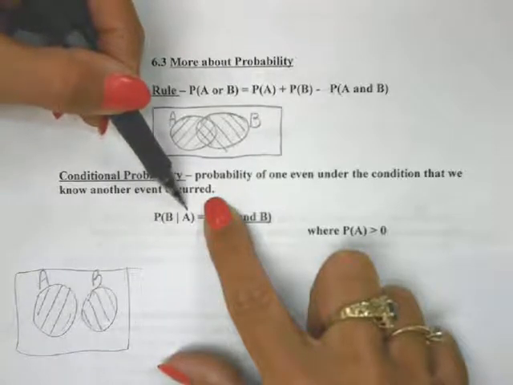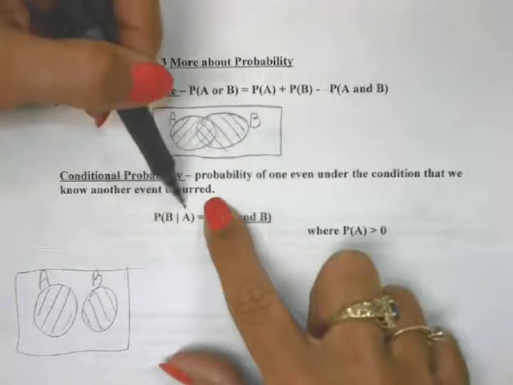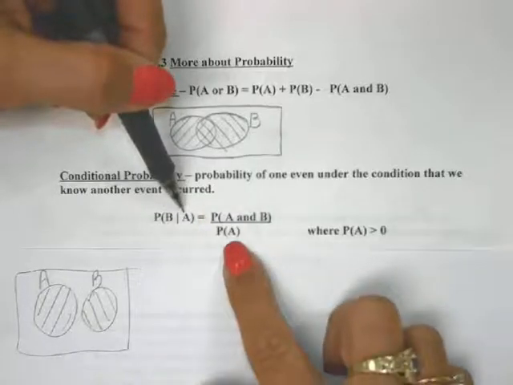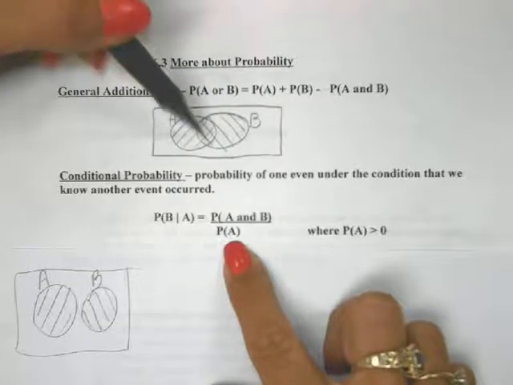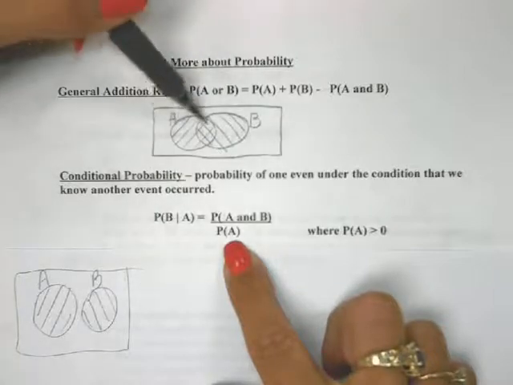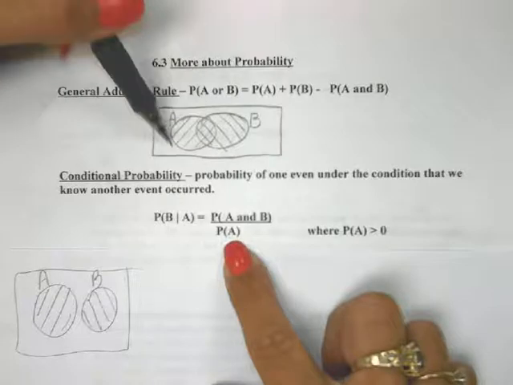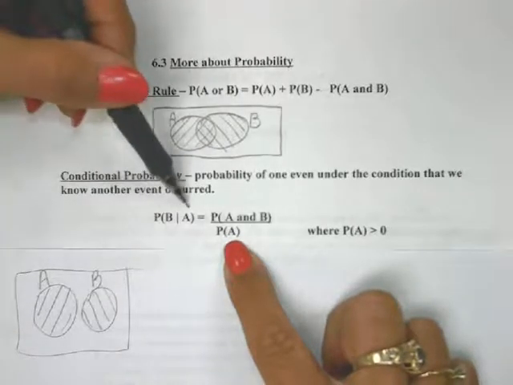So in order to find this probability, what we do is we take as our denominator the probability of A. And we find what part of A, this little double hashed region, is B. So we find the probability of this intersection divided by the probability of the whole. And that gives us the probability of B given A.